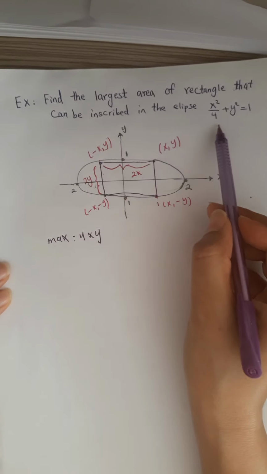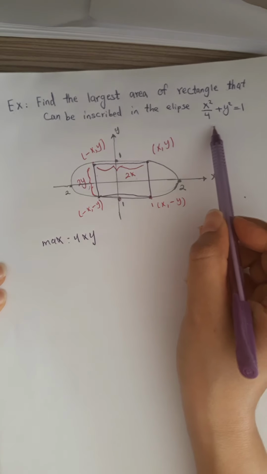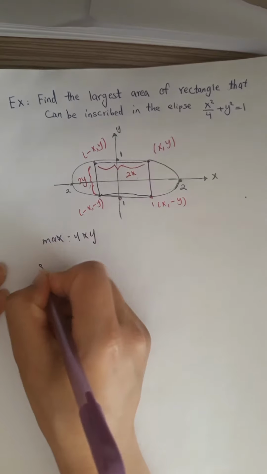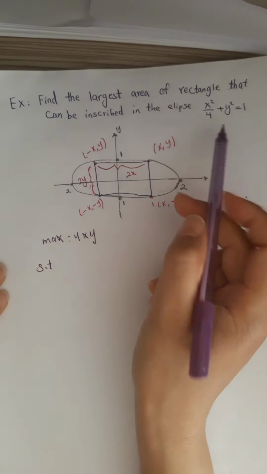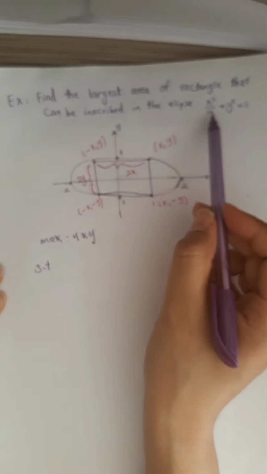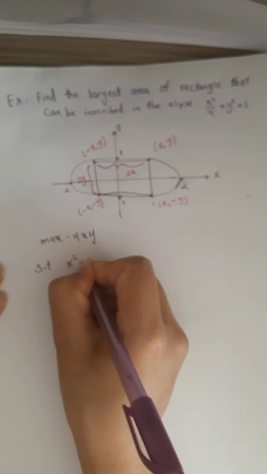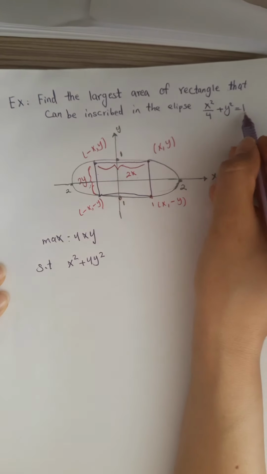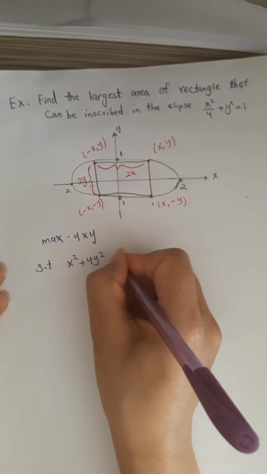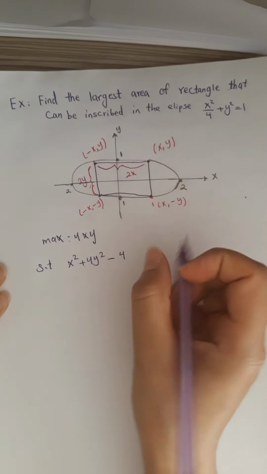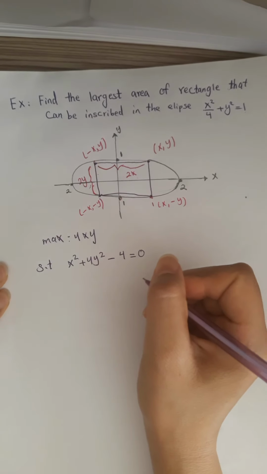And from here, as you see, x squared over 4 plus y squared is equal to 1. This one is the ellipse that they gave us. If you write it, we just change this 4. Here we write it as x squared plus 4y squared. I just multiply by the 4 and bring this one to this side. It will be minus 4 because I multiplied by this 4. It will be equal to 0.